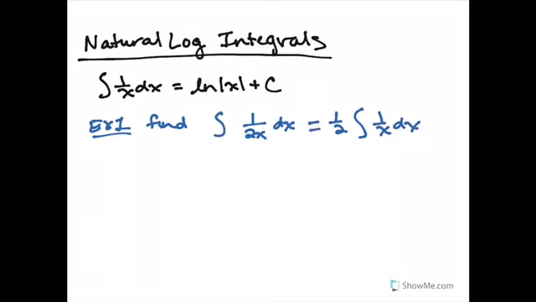So when I do it this way, there's no u substitution involved. I just see the integral of 1 over x will be the natural log of x. So we get 1/2 natural log of x plus c.